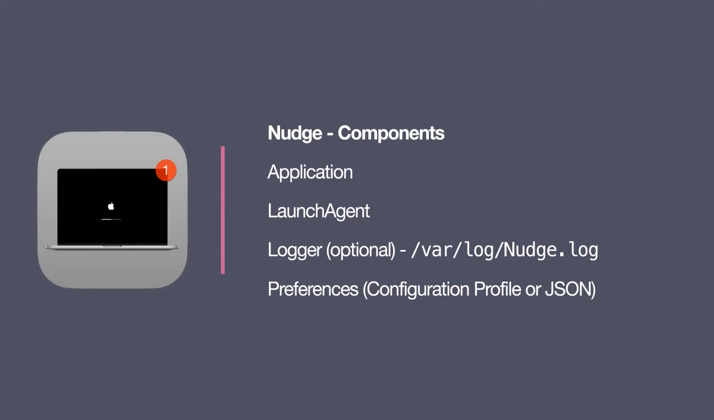And finally, we've got the preferences that we need. These can be either in the form of an MDM configuration profile or a JSON file that you can point Nudge to when you launch it. And if you go for the JSON option, you can store that file locally on your Mac or host it on a remote web server. For my examples, I'll be using an MDM profile.